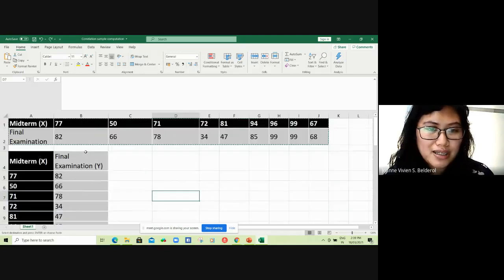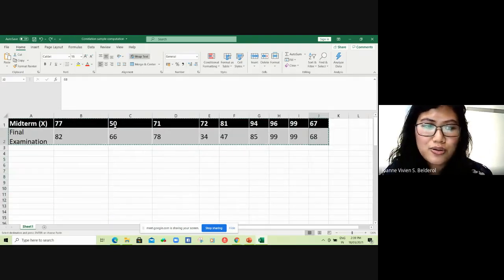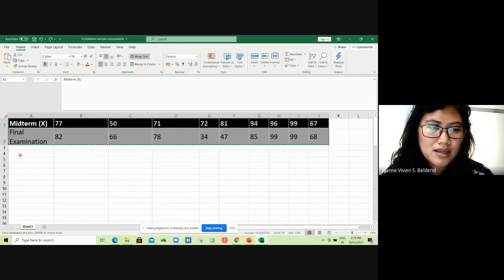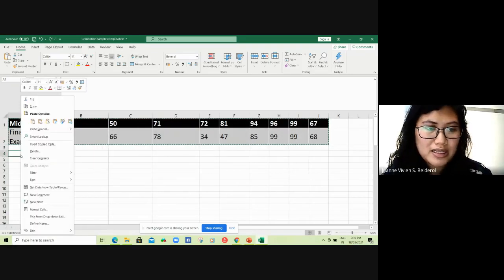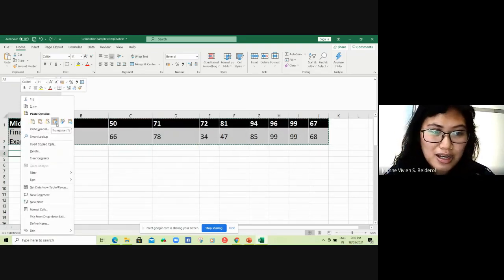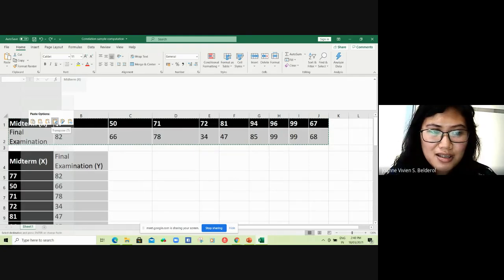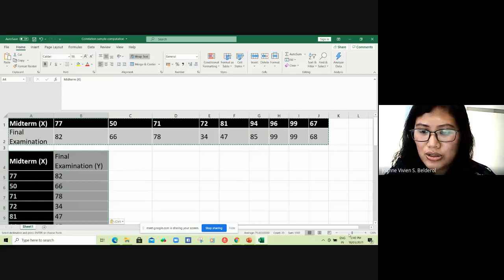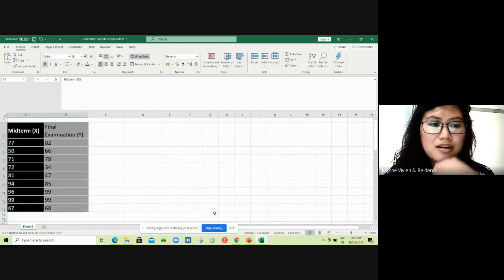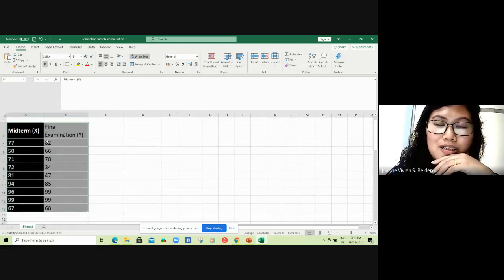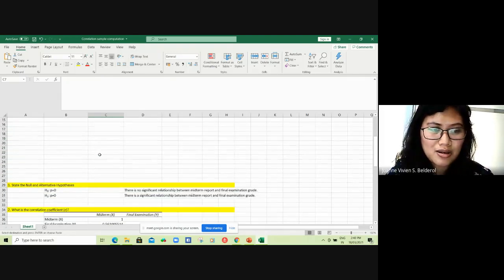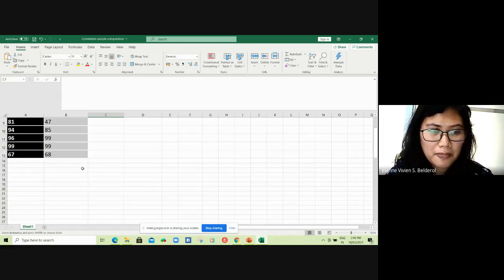So I'll repeat it. You highlight your data, Control C, select a blank cell, right click, and then you select this icon, meaning arrow transposed. And notice that now your data is in column form. Okay. Now next, let's look at the problems.